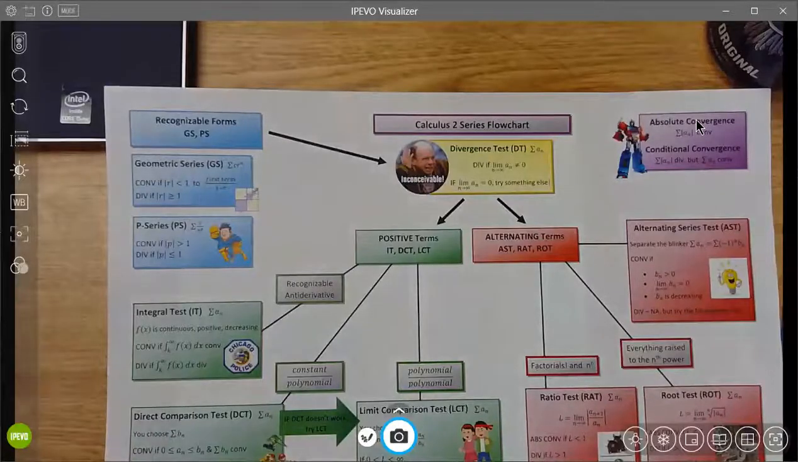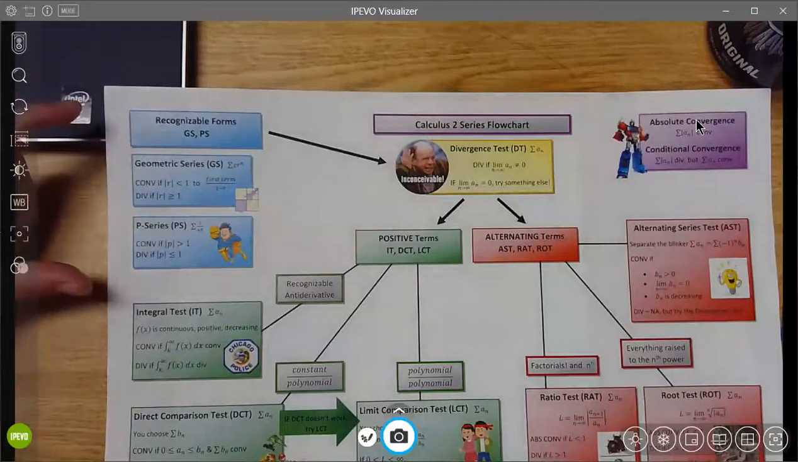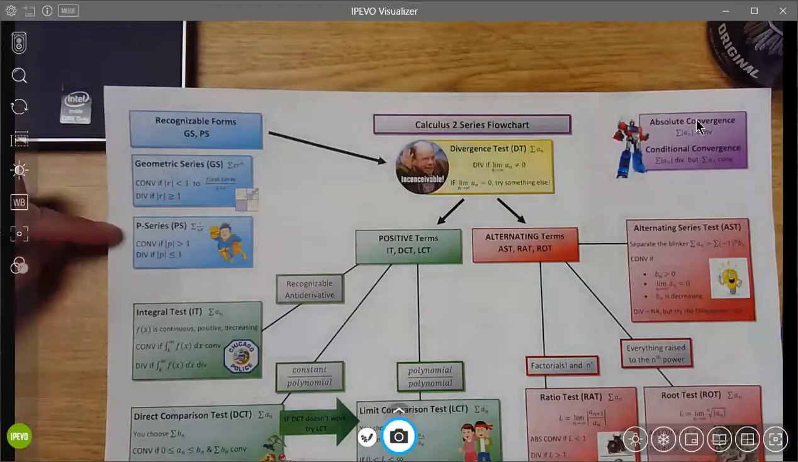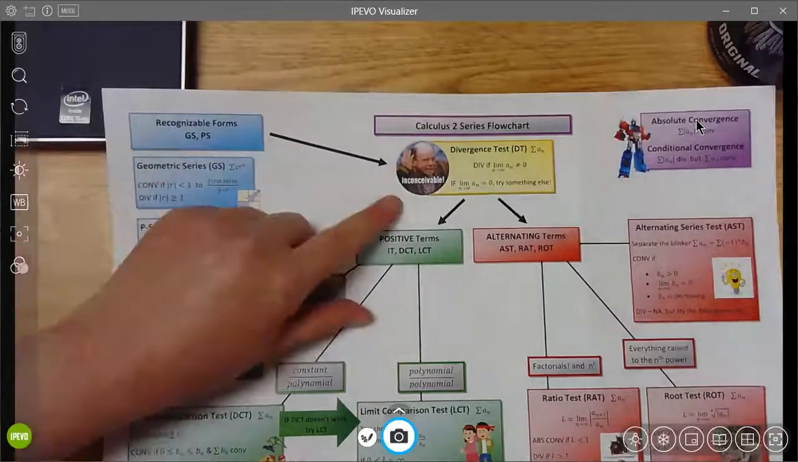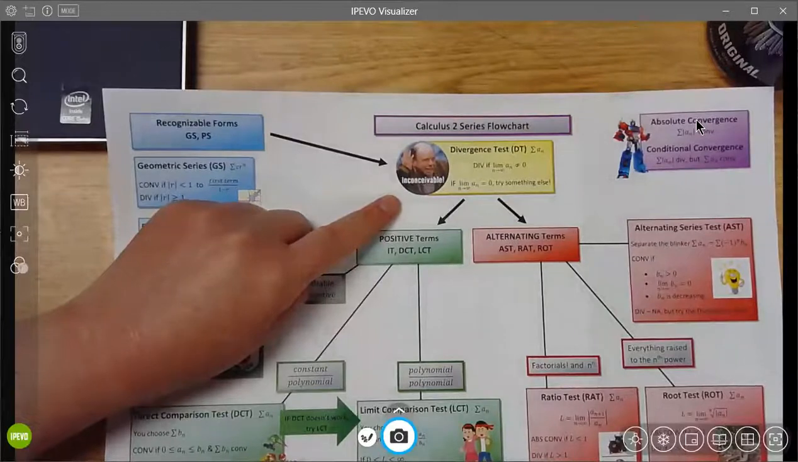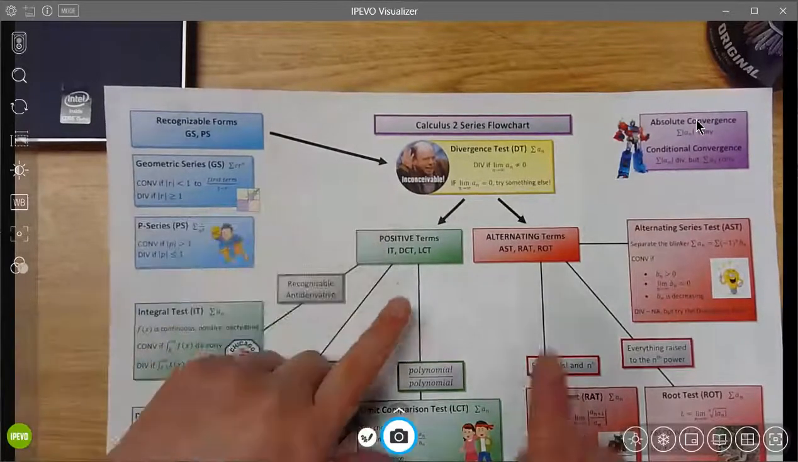Let's review the flowchart again. So we always start off by looking to see if we have a recognizable form, so either a geometric series or a p-series. If we don't have one of those, our next step is to try the divergence test. If the divergence test is inconclusive, then we have two choices here.